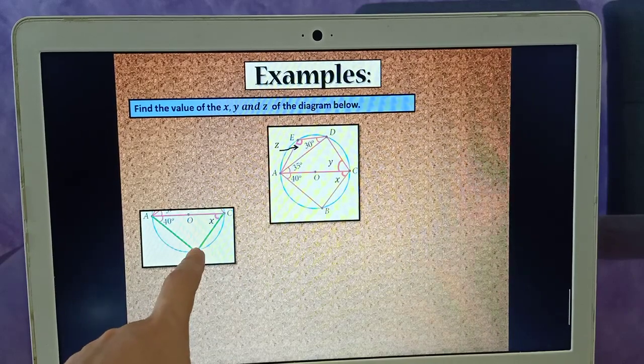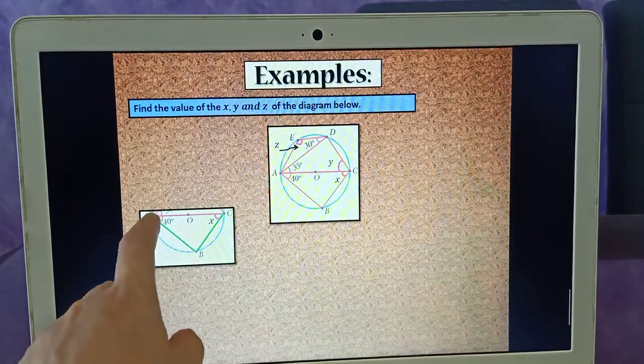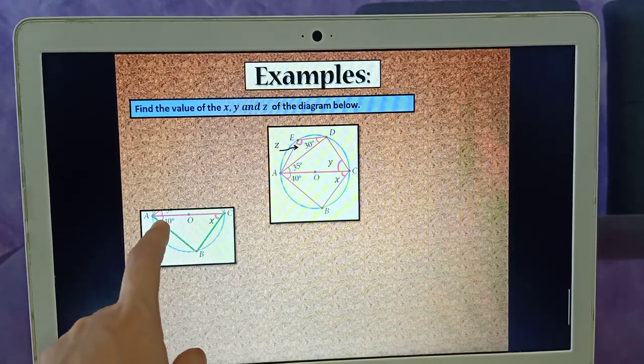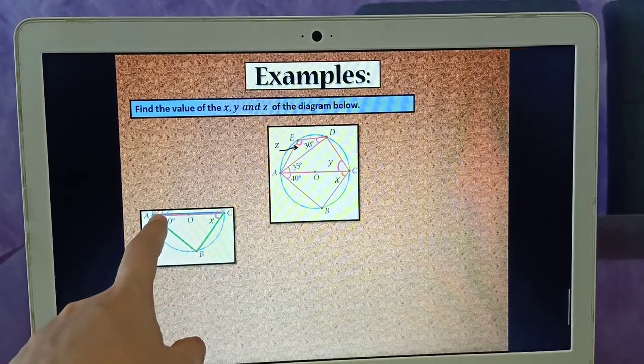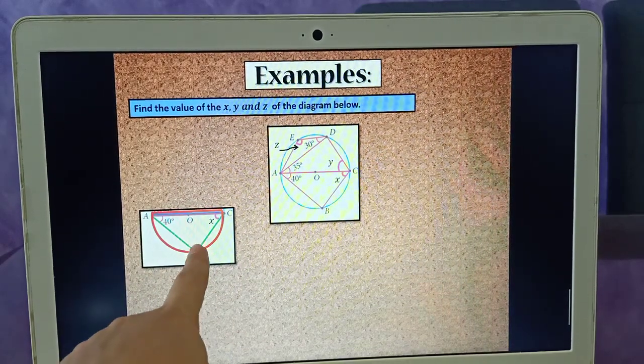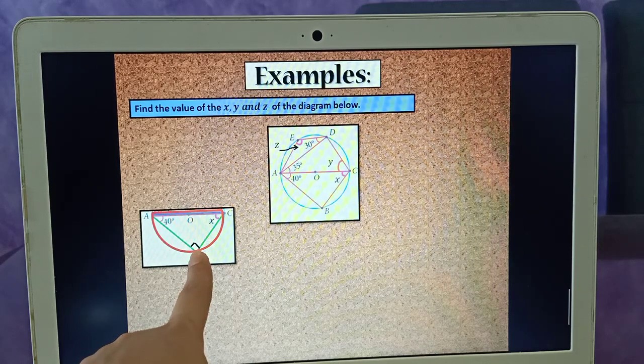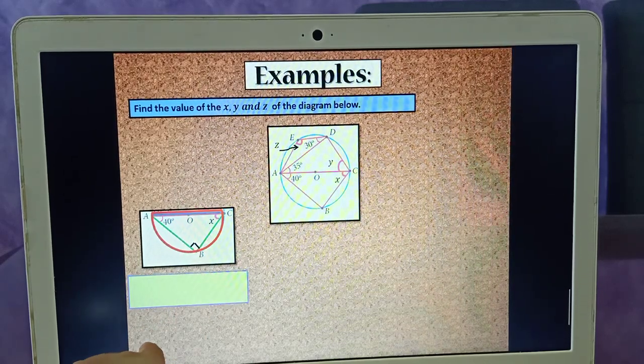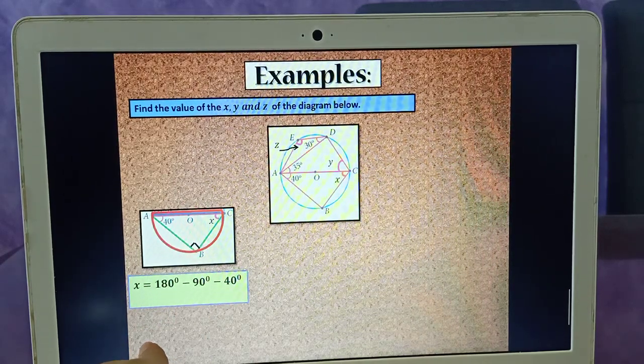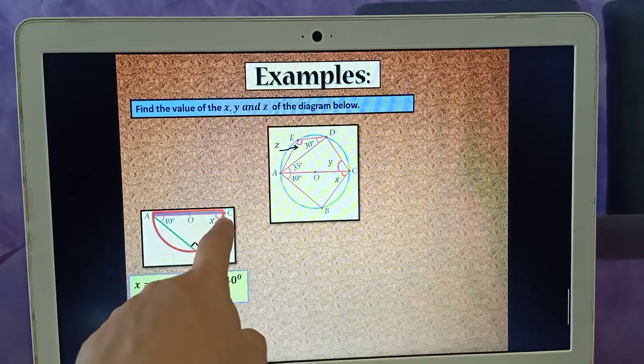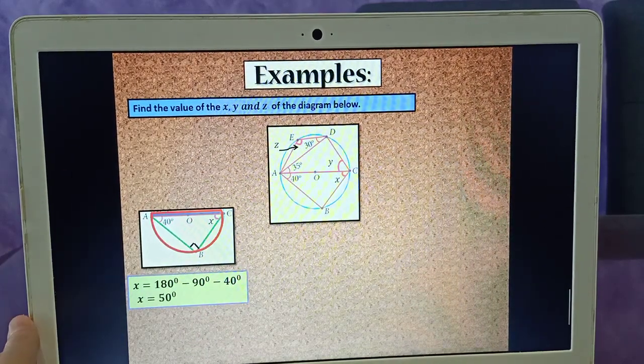This is actually an angle subtended at the circumference, because it is formed by these 2 chords and a diameter in a semicircle. So actually this angle is equal to 90 degrees. So to find x, we use 180 minus 90 minus 40, because this is a triangle. So the answer is 50 degrees.